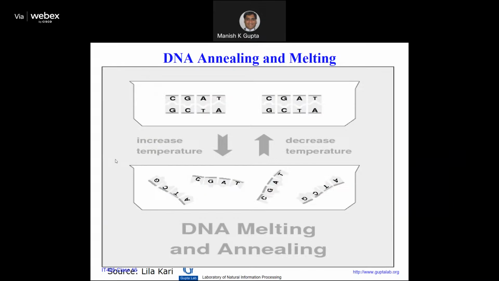Okay, so this is one. Second, when you decrease the temperature, annealing will happen, and again hydrogen bonds are formed. DNA computing is essentially based on this DNA hybridization, and this DNA hybridization is also the source of error. So that is also there. Okay, so this is melting and annealing, two basic operations that you can do.